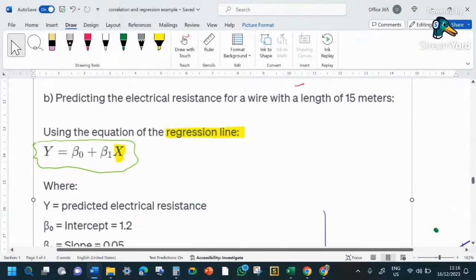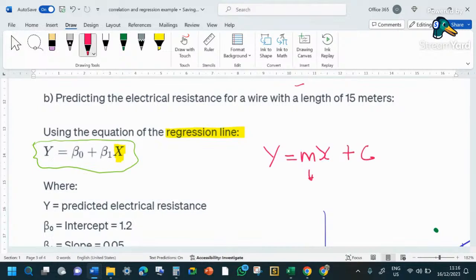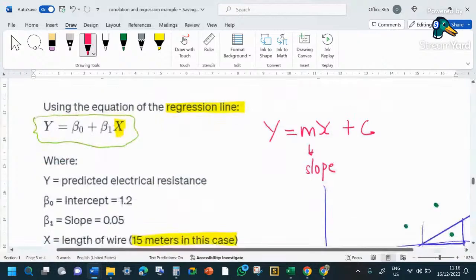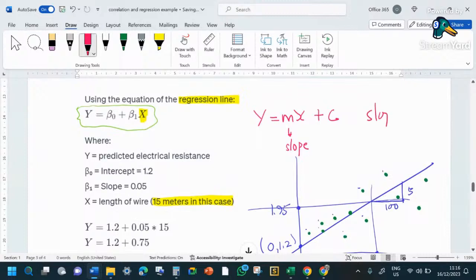Predicting the electrical resistance for a wire with a length of 15 meters. Okay, you will be using a regression formula. This regression formula is taken from the equation of a line, which is y is equal to mx plus c, where m is the slope. Our slope, which is m, is equal to delta y over delta x. Delta y is y2 minus y1 over x2 minus x1.